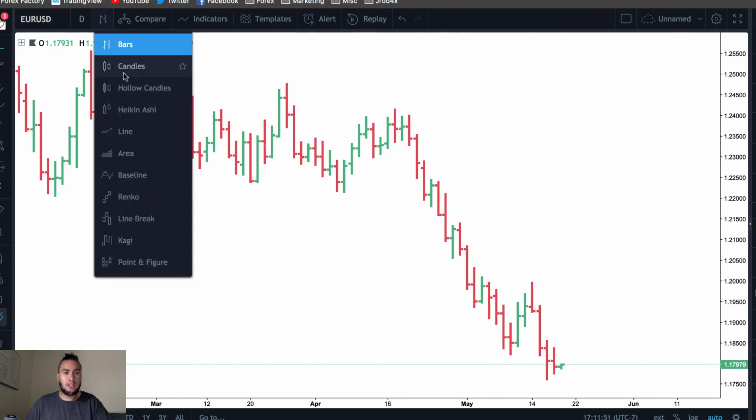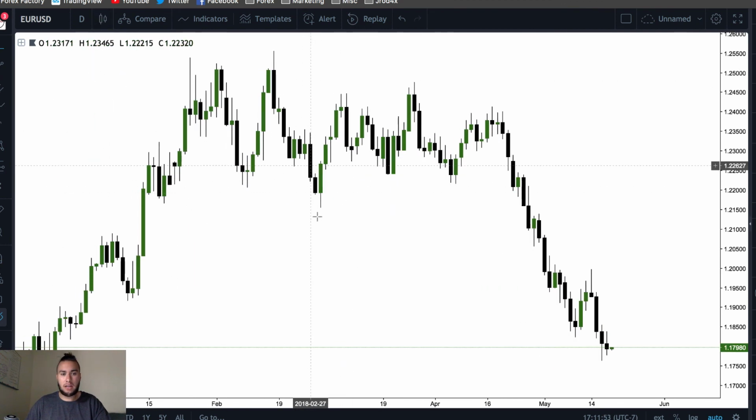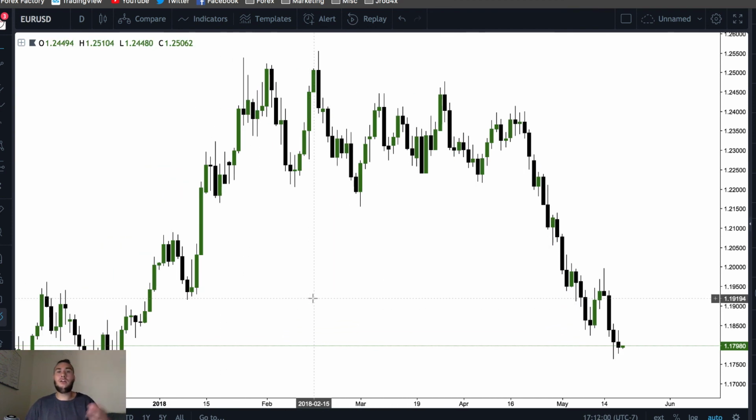Now, I find it easier just to read candlesticks, so I use candlesticks. I don't really focus on bars. But if you find bars a little bit easier to use in your trading, then go ahead and use bars.